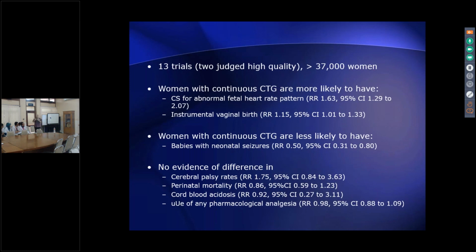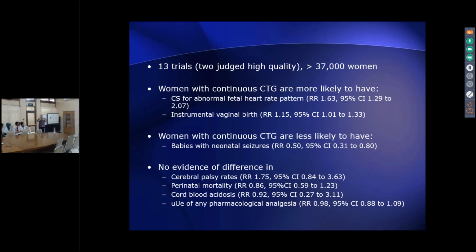We did find that the babies of women who had a continuous CTG were less likely to have neonatal seizures. Now, interestingly, we found this across a number of studies. For some reason, babies of mothers who had a CTG performed were less likely to have seizures. When we looked at the studies who'd followed those infants up long-term, those seizures weren't associated with any long-term consequences, such as cerebral palsy or other neurodevelopmental delays. We don't know why this finding is there.